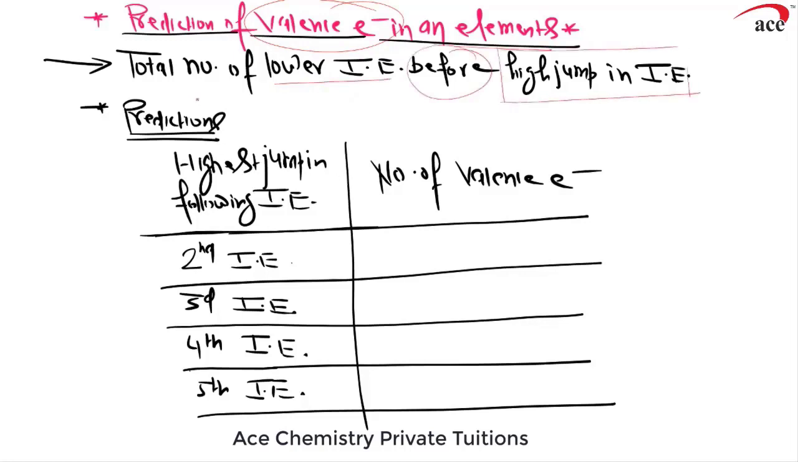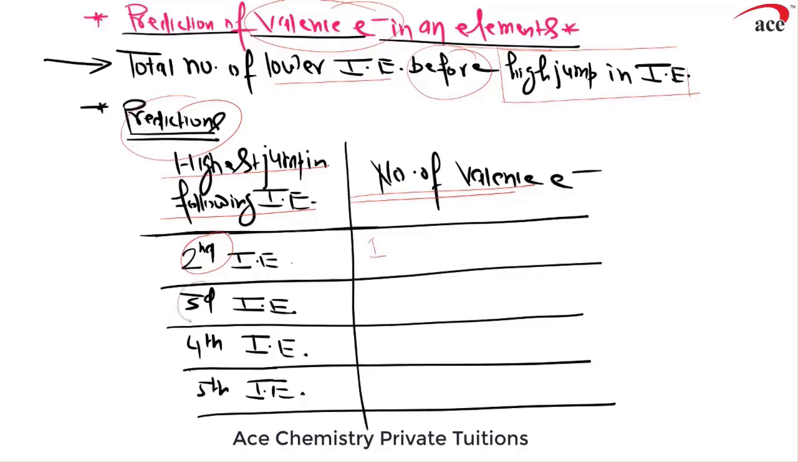So what we can predict over here: in this column I have written the highest jump in following ionization enthalpy, and here I have written the number of valence electrons. Student, if the highest jump is observed at the second ionization enthalpy, it means before the highest jump the removal of an electron is easy. I mean the first electron removal is easy, so the valence electron will be 1.